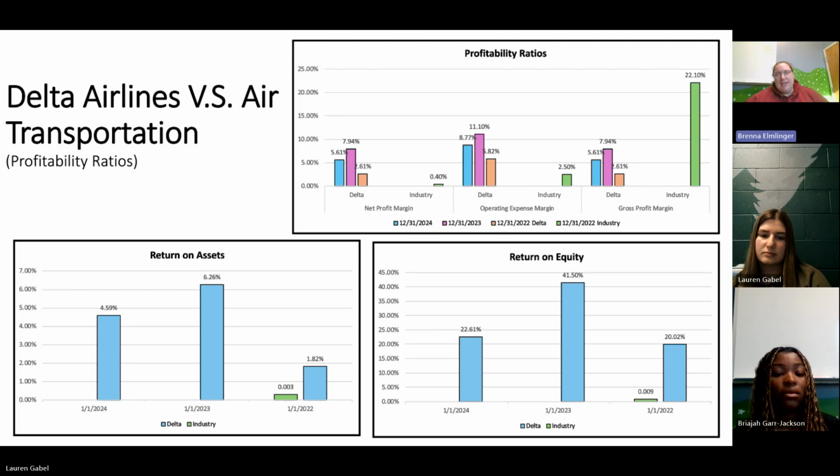Return on equity, Delta was able to make its shareholders happy. They had a 20% return in 2022, which was doubled in 2023, and then a small drop back to 22% in 2024.